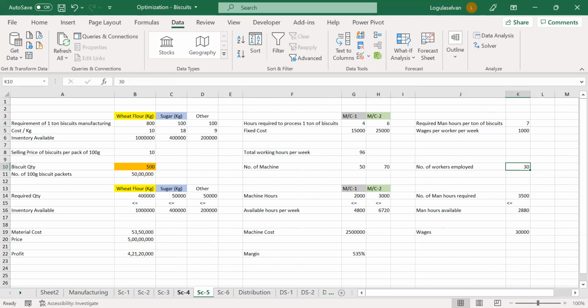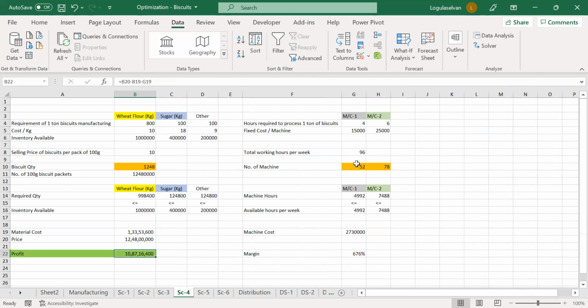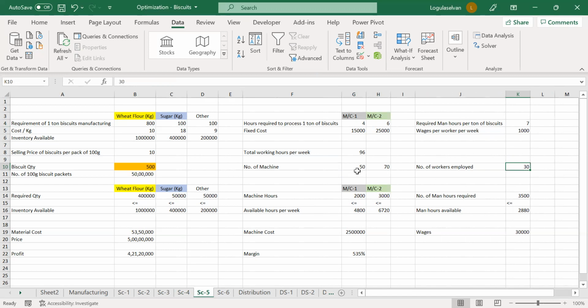In the last scenario, what we finalized was that the company can have 50 of machine 1 and 70 of machine 2 as a business requirement. Then right now what they have is 30 as the manpower. We have already shown you how to calculate the required quantity and all. Similarly, how to calculate the machine hours.